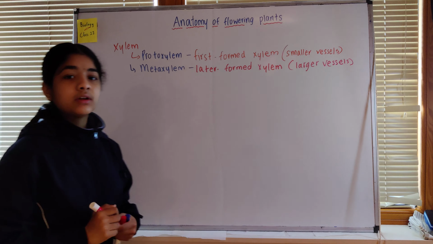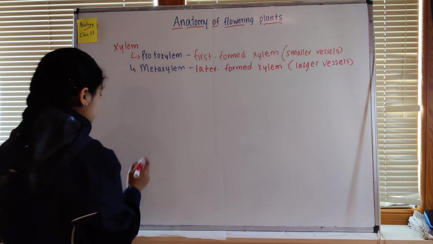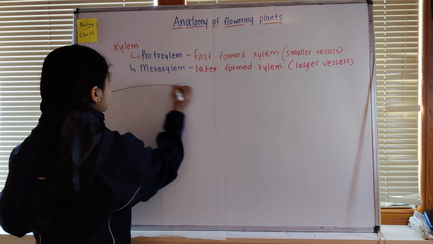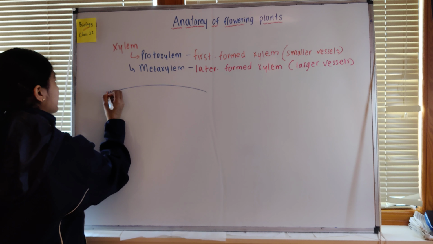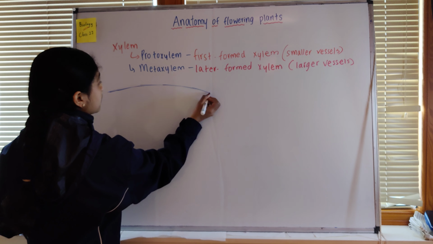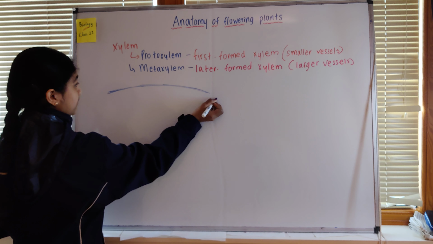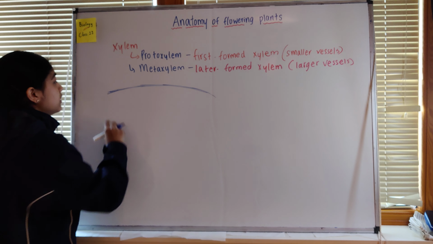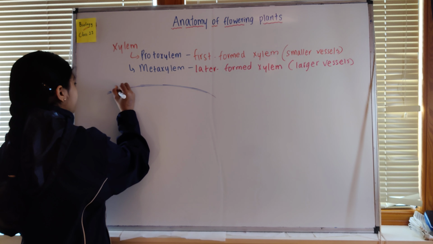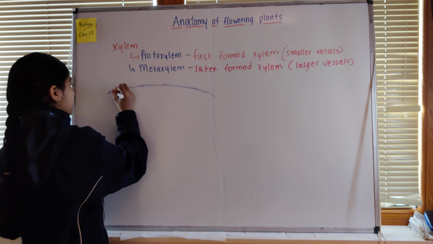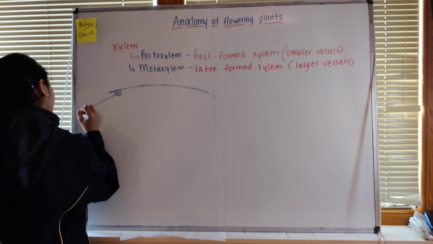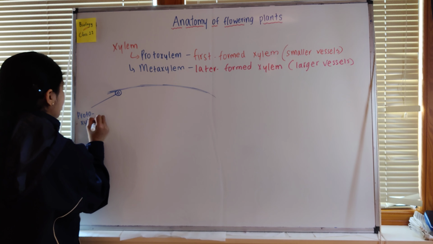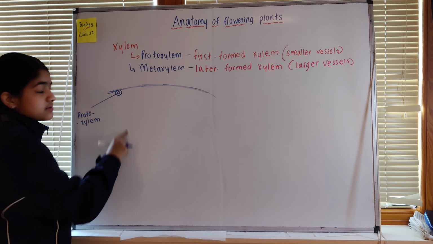Now we are going to discuss Exarch and Endarch. So first, let's say this is the meristematic layer. The meristematic layer is the layer in which there are a lot of cells which rapidly divide. So that's what meristematic cells are. We have the smaller vessel first. So this is the protoxylem. It's the first formed xylem, and it consists of smaller vessels. That's why we have drawn it really small.